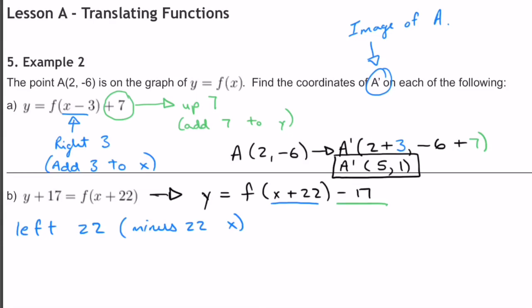Now that minus 17 is outside, so I know that's a vertical translation of down 17. Whatever's outside actually looks the same. So it's minus 17, so we actually subtract 17 from y.